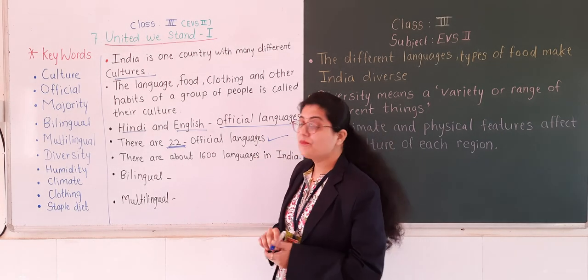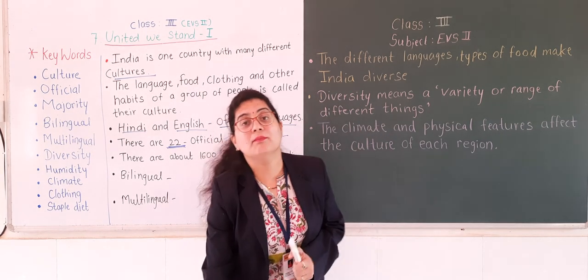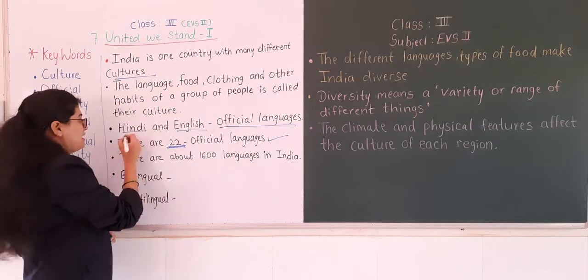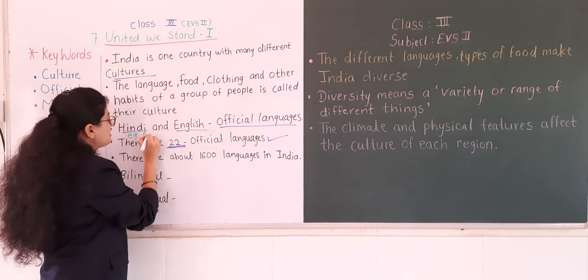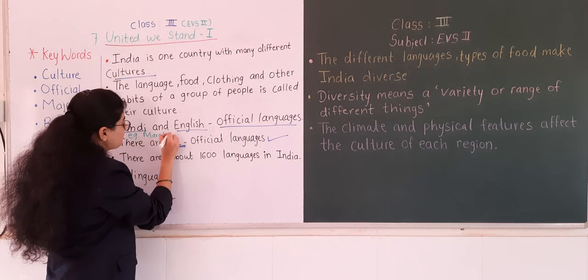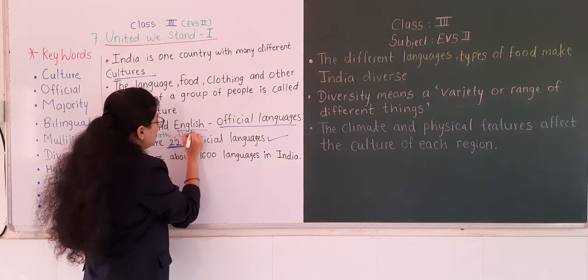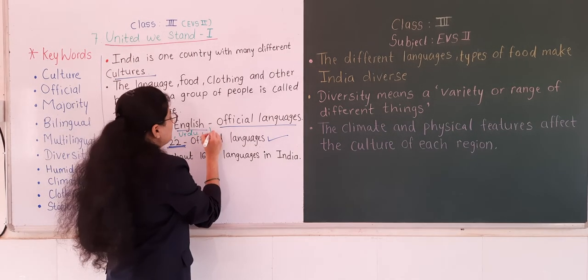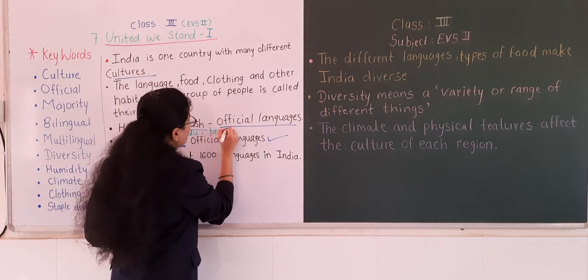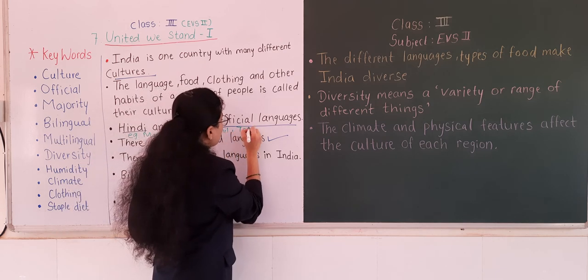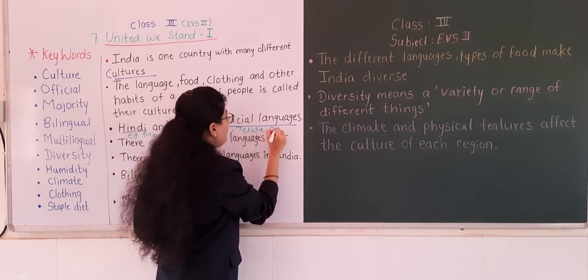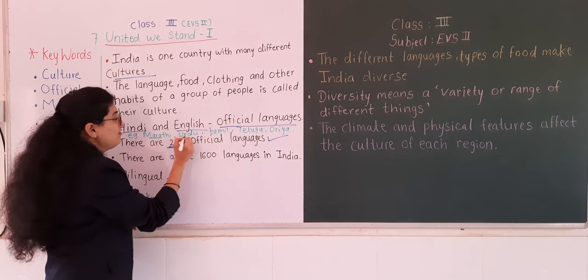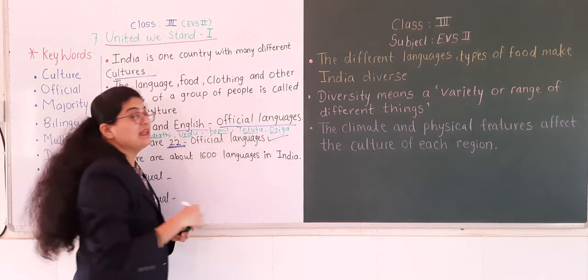Such as in Maharashtra we use Marathi. Marathi is our official language in Maharashtra. Here I will write examples such as Marathi, then Urdu. In some regions people use the Urdu language. Here we also have Tamil, then Telugu, Oriya and many more. In different states we have different official languages.